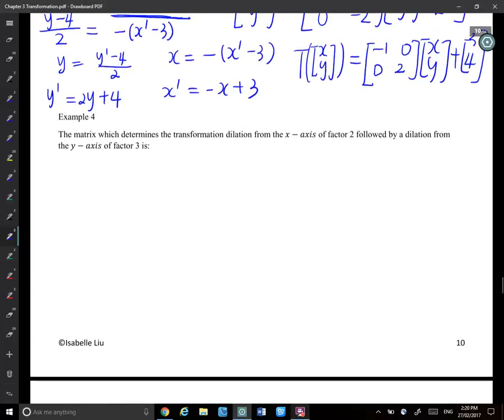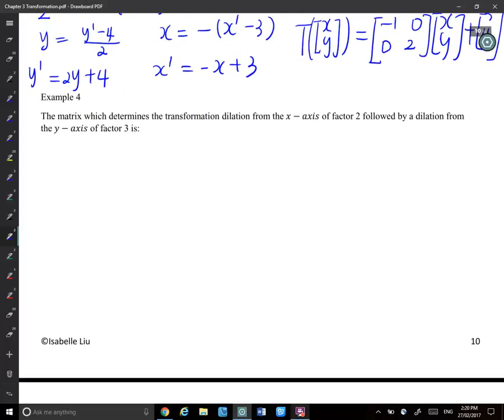Example 4. The matrix which determines the transformation dilation from the x-axis of a factor 2, followed by a dilation from the y-axis of factor 3 is.